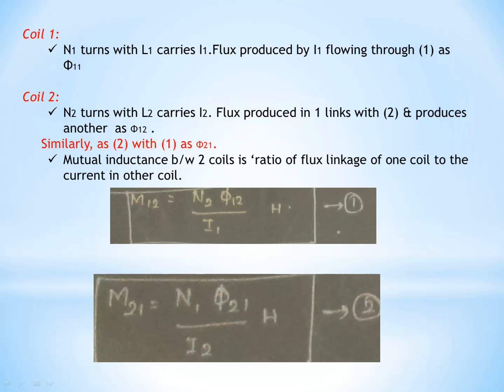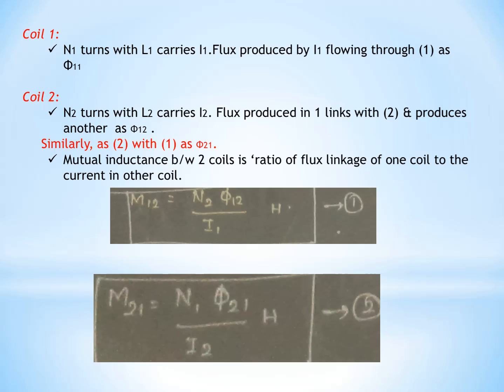Same, N1 turns with L1 carry current I1, so the flux produced will be phi 11. Similarly for N2, phi 22. If the flux produced in coil 1 links with 2, it is phi 12. Similarly, the flux produced in coil 2 that links with 1 is phi 21. So this is the condition.